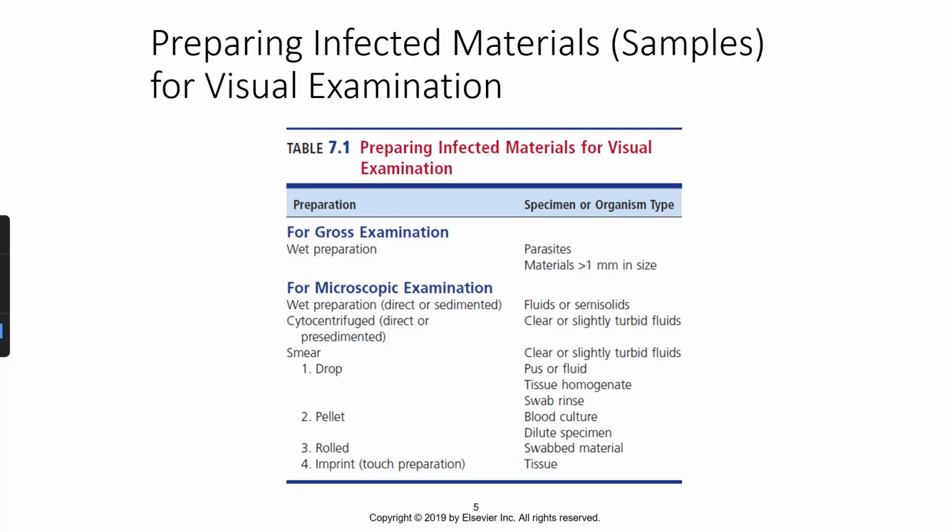So for microscopic examination: wet preparation, fluids or semi-solids, cytocentrifuged, clear or slightly turbid fluids, and then smears. You could do a drop, a pellet, rolled, or an imprint. An imprint, you basically just touch the tissue to the slide. So if you get a chunk of tissue, you just press it onto the slide.